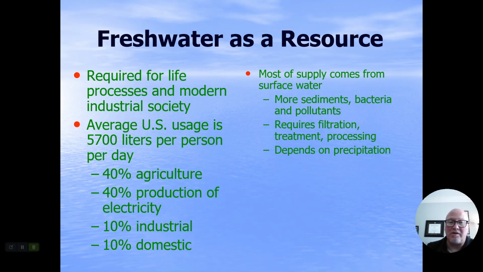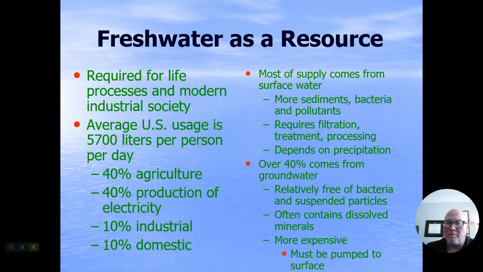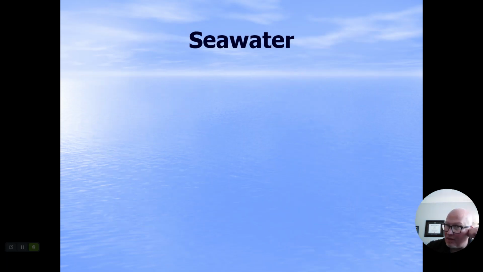Most groundwater doesn't. So about 40% comes from groundwater because of the fact that it's percolated through lots of layers of soil and whatnot like that. It's relatively free of bacteria and suspended particles, but it does often have dissolved minerals in it, and it could very well be more expensive to get because you do have to pump it up to the surface.